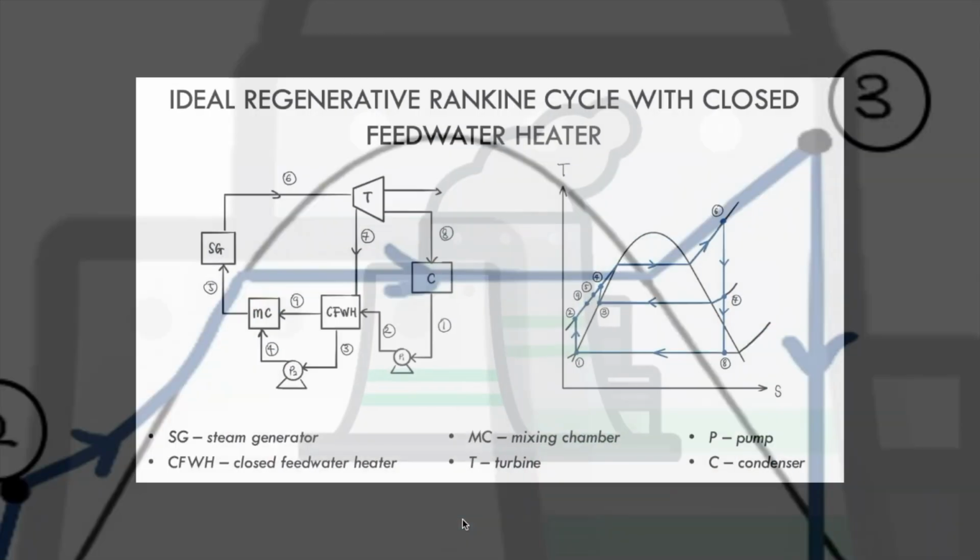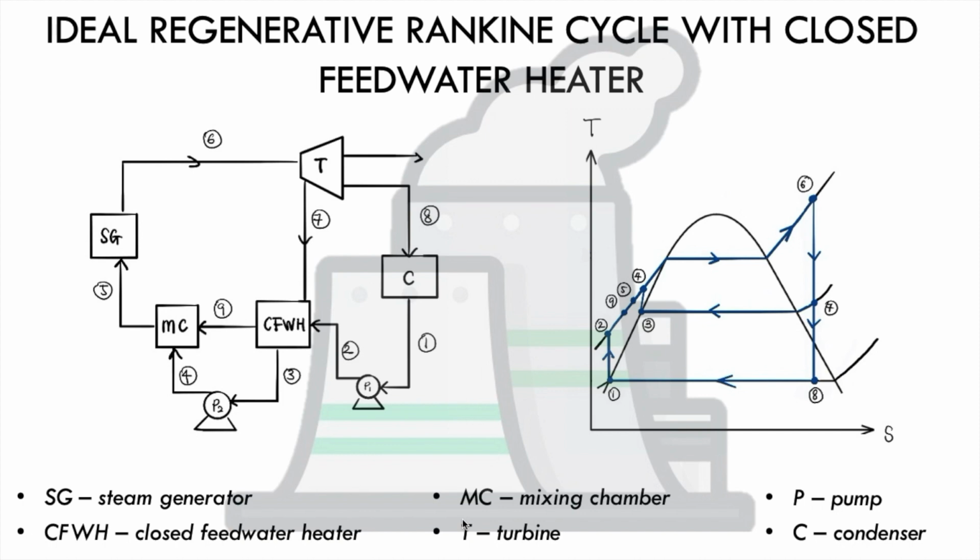The first method that can be used is regeneration method by using closed-feed water heater. In this method, two new components are added in the cycle, which is the closed-feed water heater itself, which also acts as heat exchanger, and a mixing chamber. The main purpose of this method is to raise the temperature of the steam generator inlet so that lesser heat is required to turn it into steam to produce the same amount of work.